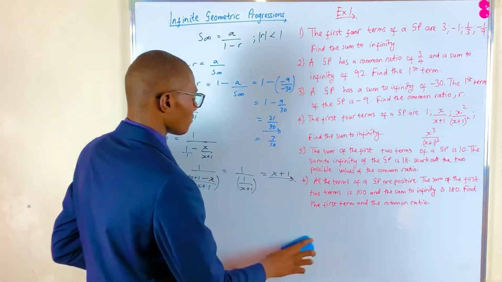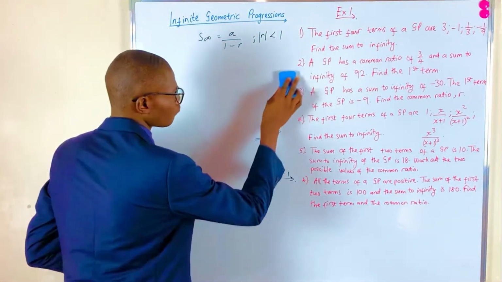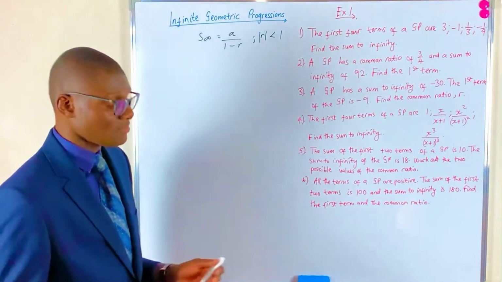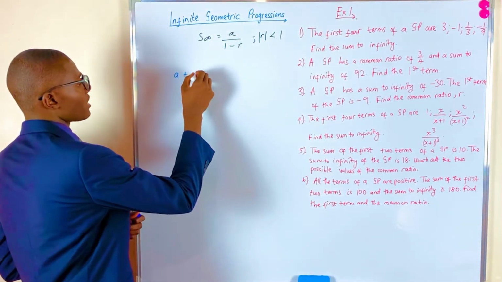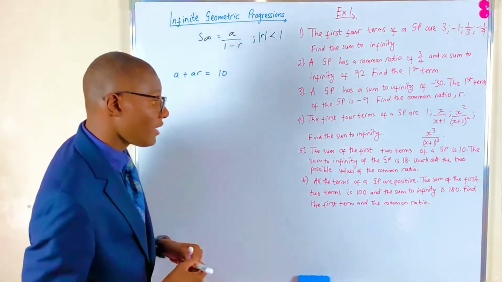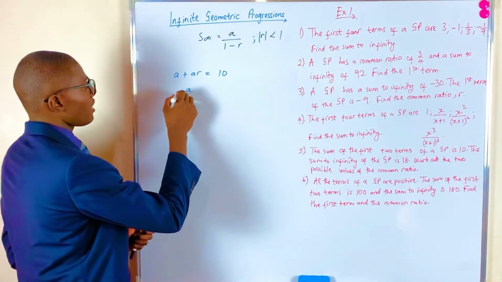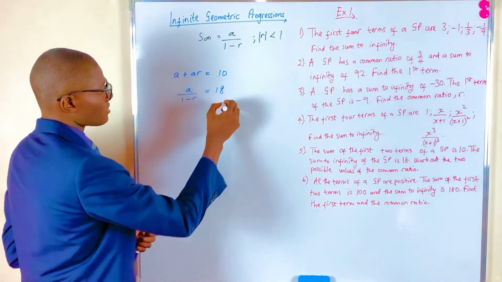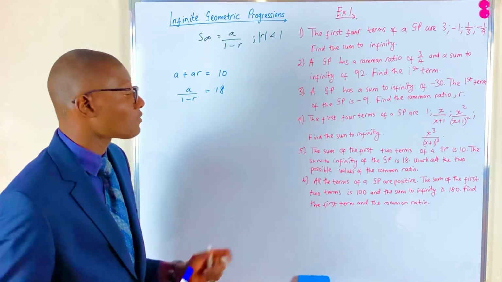Then now moving on to number 5. The sum of the first two terms of a GP is 10. So the first two terms, we've got a plus ar, and this is equal to 10, right? And then the sum to infinity of the GP is 18. So a over 1 minus r is equal to 18. And then our question says, work out the two possible values of the common ratio.